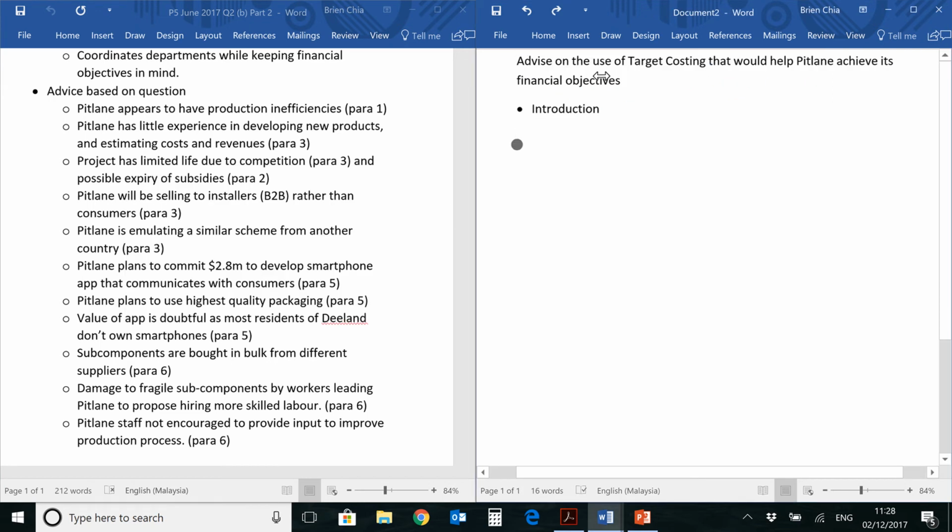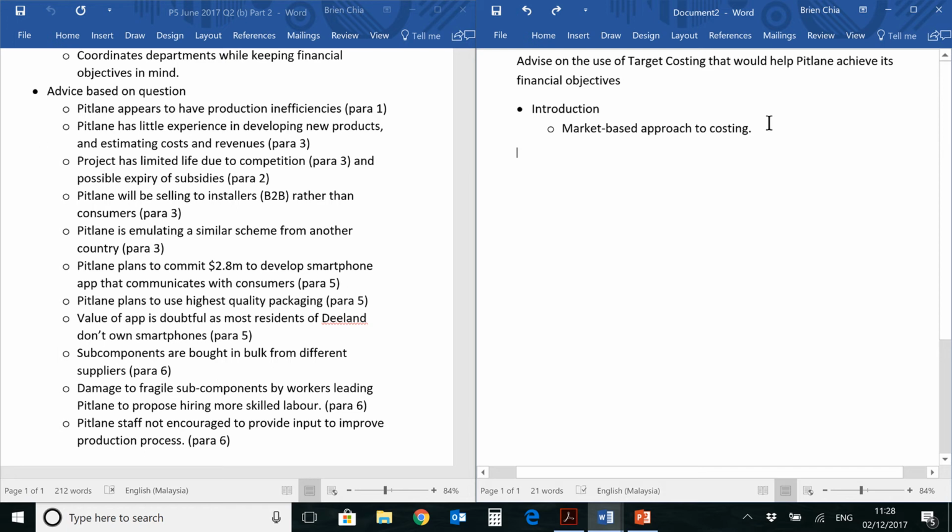So the question is here, advice on the use of target costing. And before we start, we'll write a short introduction on what exactly target costing is about. So target costing is a market-based approach to costing, where we look at external elements. And if you would like a quick refresher on that, you can watch part 1 of our video, which is appearing in the top right of your screen.